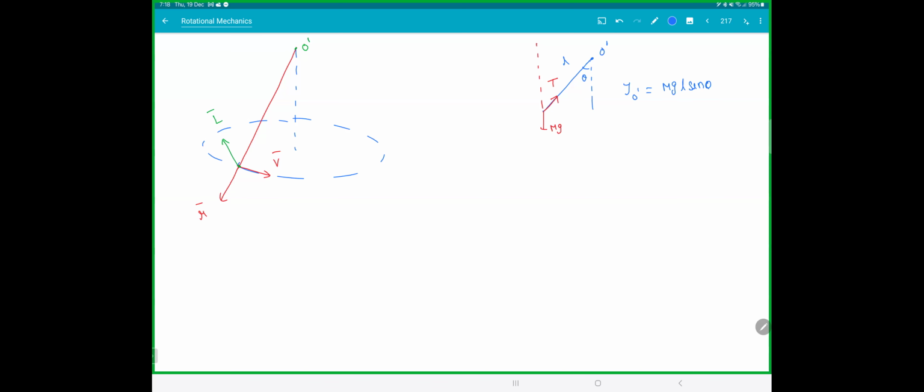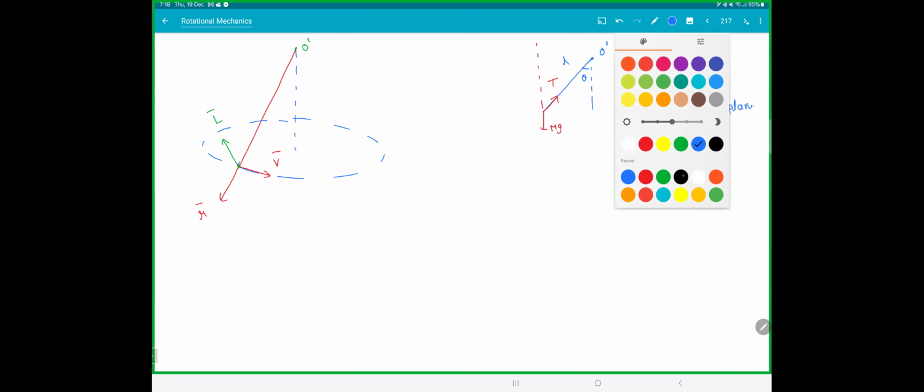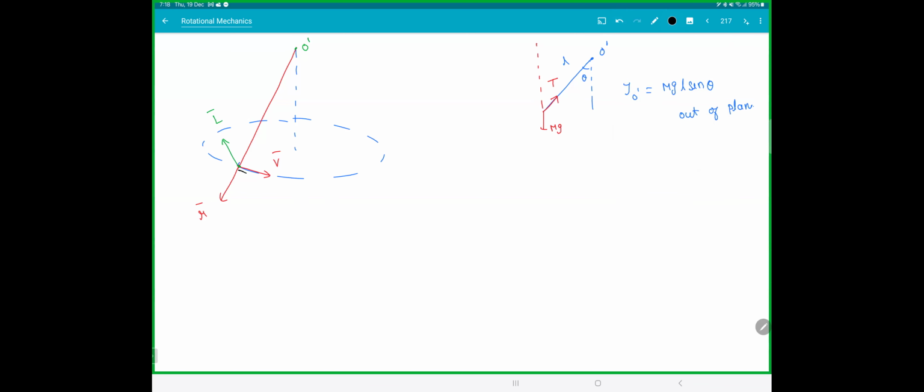And what is the direction? Look at this. mg rotates this way. It's actually out of the plane. mg sine theta, right? In this thing, it is coming out of the plane. How to show this? Kind of K cap. It's not actually K cap, that's the problem. Because as the particle rotates, it keeps on going out of the plane. So you know how it looks? This way. Torque is tangential.